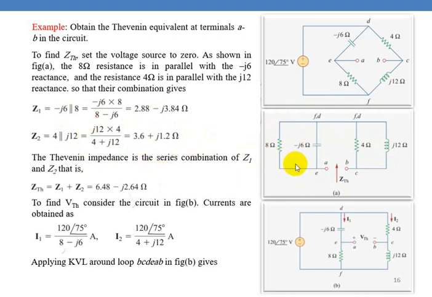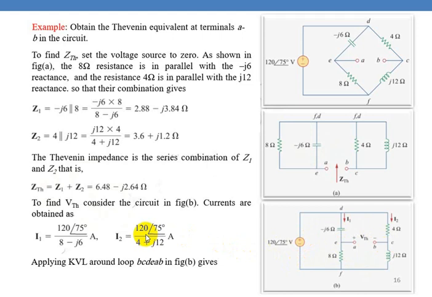So now we know this impedance, which we have called Z1, and this impedance we have called Z2. Now the total impedance between the terminals A and B will be the sum of the two impedances. That is, ZTH will be equal to Z1 plus Z2, which will be equal to 6.48 minus J2.64 ohms. Now to find VTH, the Thevenin voltage, you solve this circuit and find the voltage between the two terminals.